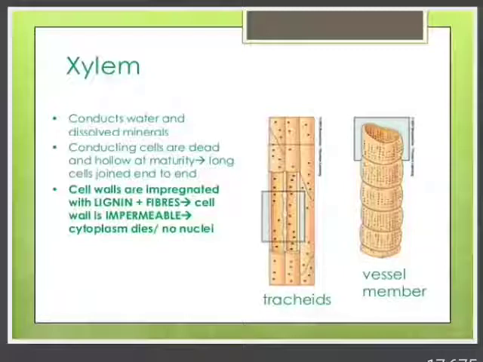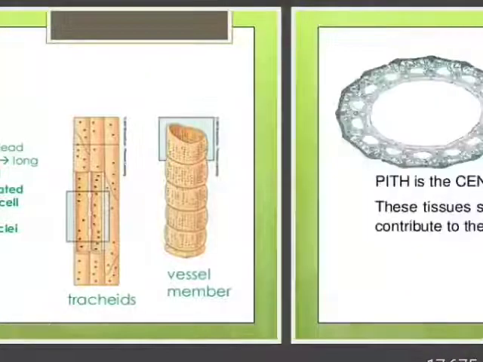This is the xylem vessels, the internal structure of xylem. What is the purpose of xylem? To conduct water and dissolved minerals. The conducting cells are dead and, at maturity, long cells join end to end. Cell walls are impregnated with lignin and fibers are present in the xylem.